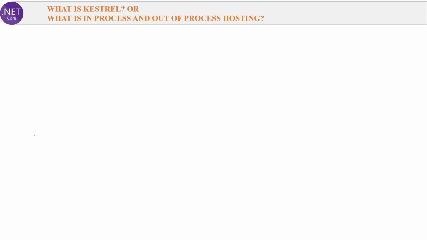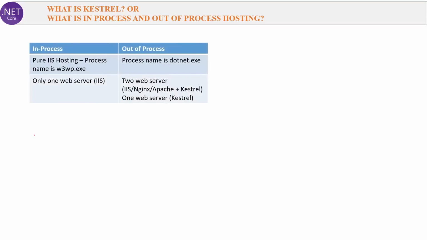What is Kestrel, or what is in-process and out-of-process hosting? Before understanding Kestrel, one must understand in-process and out-of-process hosting. Here you can see in-process hosting is related to IIS. In this, only one web server is used for hosting, and that is IIS. And the name of the process is w3wp.exe. The other type of hosting is out-of-process hosting, in which the process name is dotnet.exe, and it is of two types.